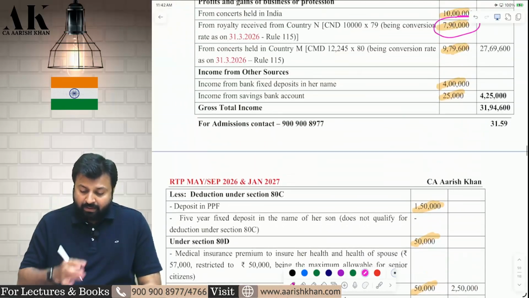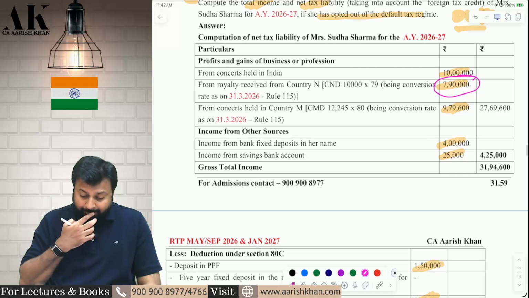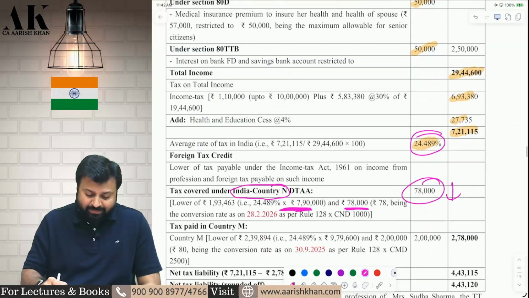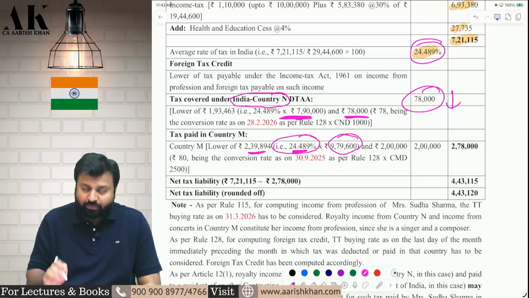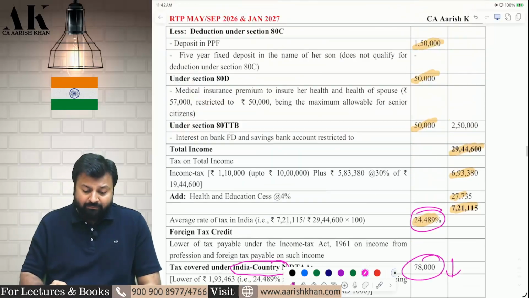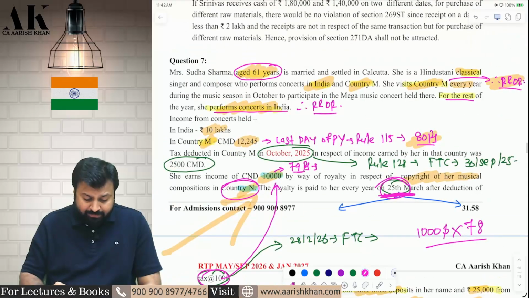Similarly, for country M, what is the doubly taxed income? For country M, the doubly taxed income is 979,600. So I will write 979,600 over here into the average rate of tax paid in India. It is 24.489%, that is 239,894. And what is the tax paid in the foreign country? We need to check again over here. They have given the data of tax paid in the foreign country.